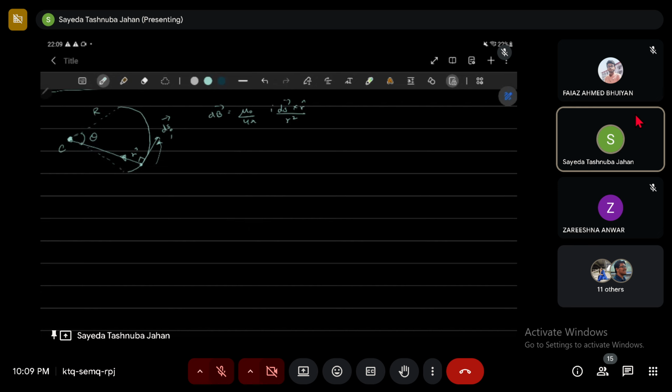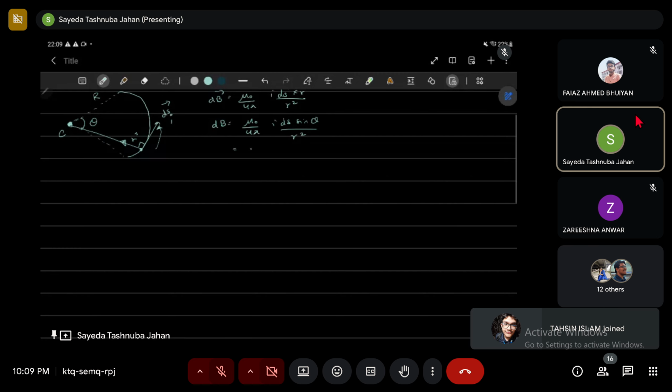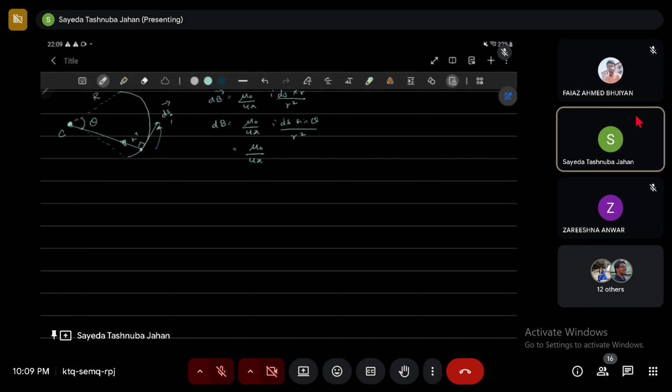সো দেয়ারফর দি ক্রস প্রোডাক্ট, যেটা আমরা যদি ম্যাগনিটিউড আকারে লিখি, where we get the following expression, right? ds sin theta by r squared. এই যে থিটাটা আছে, that theta will be 90 degrees because that is determined by the angle between ds and r hat, right? So in that case we can write this expression in the following way. So dB would equal to mu naught by 4 pi I ds sin 90 degrees divided by r squared, right?